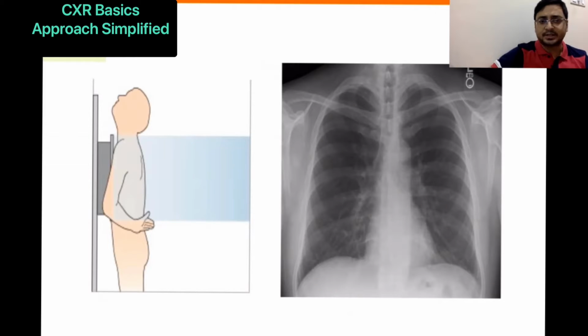You can easily see the position of the person who is standing with the front of the chest touching the X-ray film, and the widening of the mediastinum so that the scapulae rotate outside. And this is how the PA view of chest X-ray looks on the right side of the screen. You can see the trachea, these are the lung fields, this is the heart shadow, the cardiac shadow, these are the ribs, and this is how it looks overall.